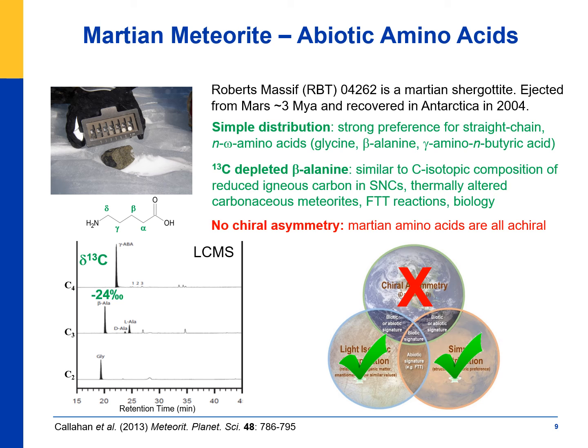However, it should be noted that these straight chain N-omega amino acids are not chiral, so there is no chiral asymmetry. So we do fail that requirement for life. So again, interesting distribution here, but not biotic.